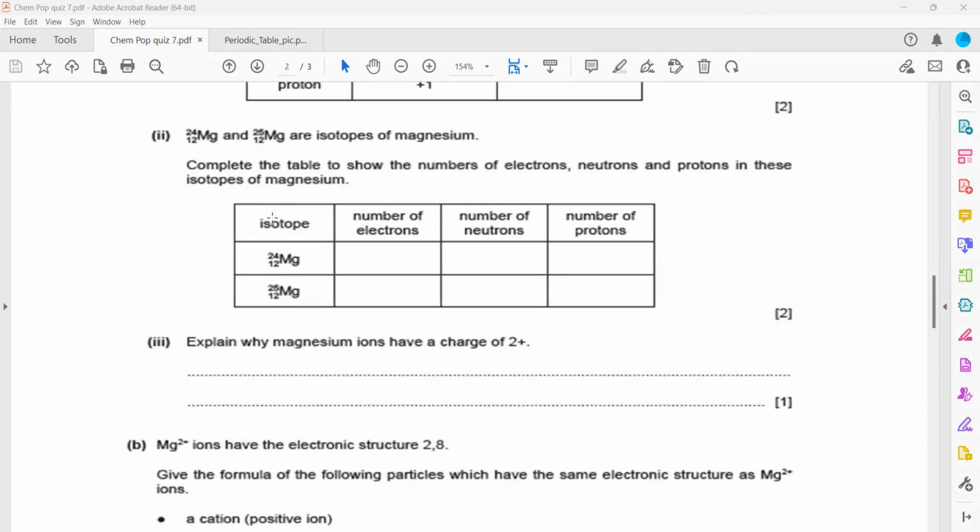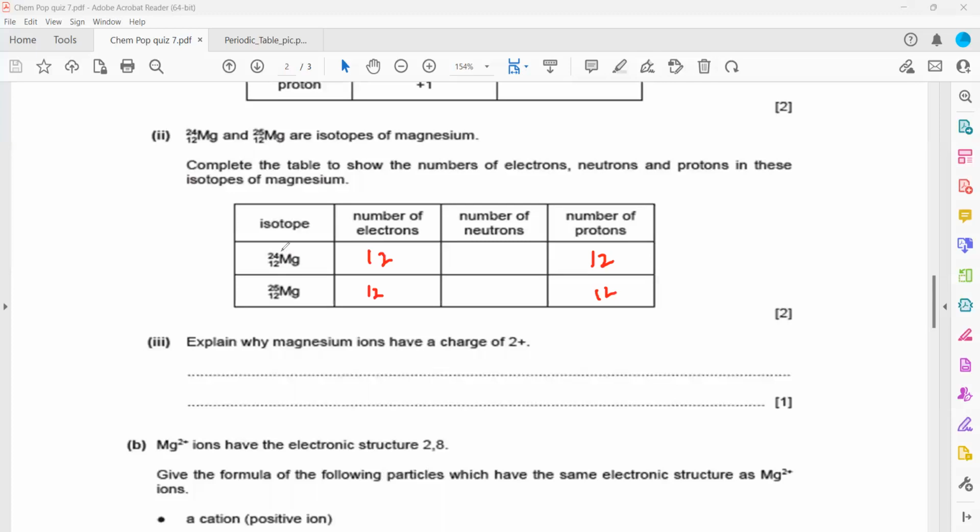The second part, magnesium 12 and 24 and 12 and 25 isotopes are there. We have to complete a table because both are atoms. To be an atom, it will have equal number of proton and electron because there is no charge. So if there are 12 protons, there will be 12 electrons. Here also 12 protons, 12 electrons.